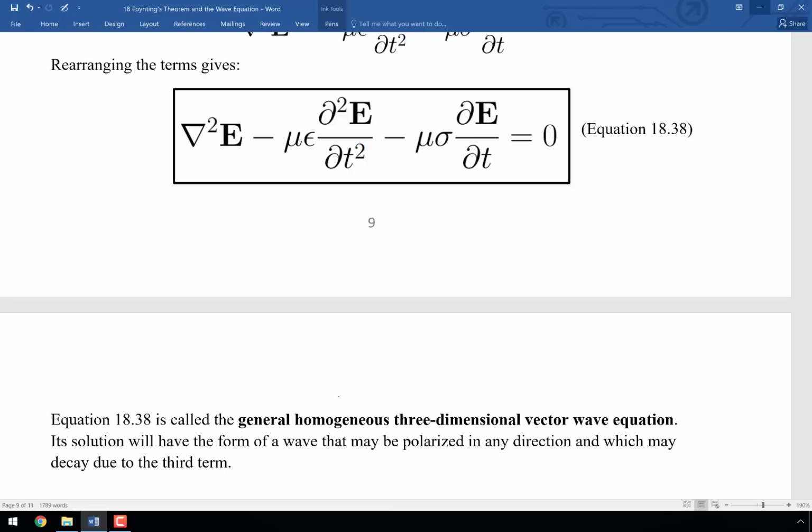I just want to mention that essentially we're going to find that the solutions to this equation will have the form of a wave. It can be polarized in any direction, and it can decay due to this term right here. So this term right here can lead to decay. If you have a sinusoidal wave that is exponentially decaying, that's what I'm talking about by decay. So that decay would come from that third term. We don't like decay, at least for now. We're going to come back and see it later.